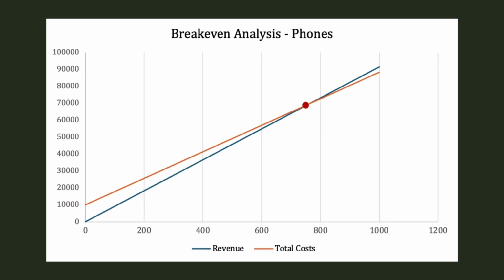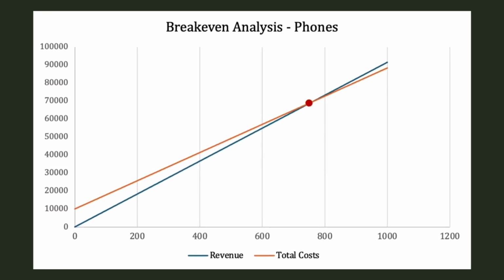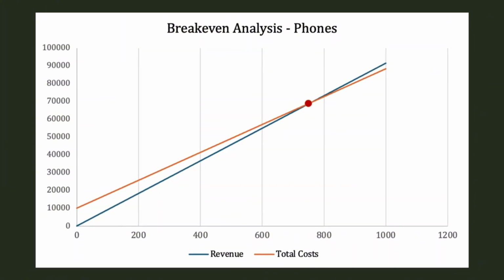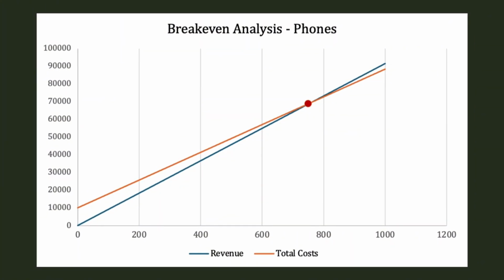Now, from the data, we can create a chart. The chart shows revenue and cost lines. At lower volumes, costs dominate. When we pass the break-even point, the red dot, the business starts making profits. The phones need to sell at least 759 units to cover both fixed and variable costs.